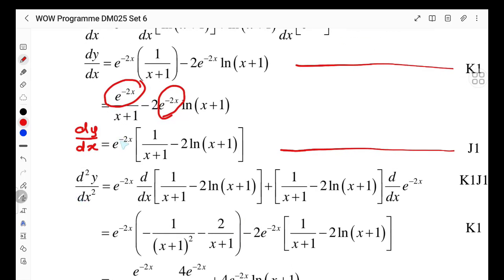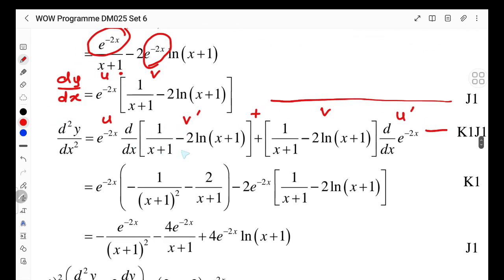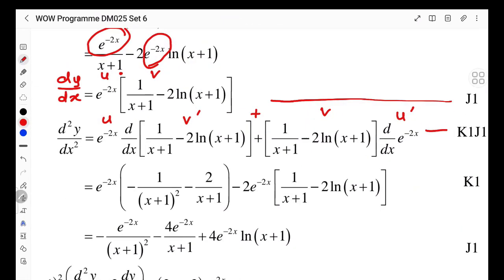Same thing as before, this is u times v using the product rule. So u v prime plus v u prime. So K1 G1, and then you differentiate this function. 1 over x plus 1, you get negative 1 over (x plus 1) squared, minus 2. Differentiate ln(x plus 1), you get 1 over x plus 1 here. And then this v you just copy back. This is the value v. U prime, differentiate, you get negative 2 e to the power negative 2x. So this is your K1.